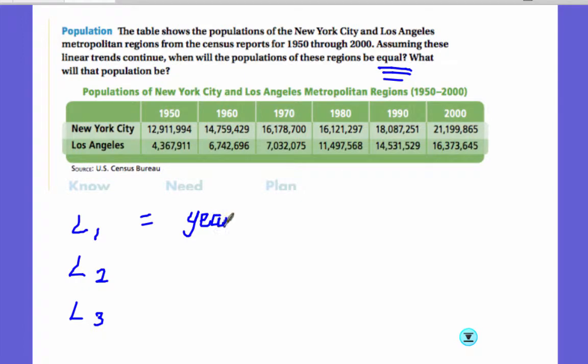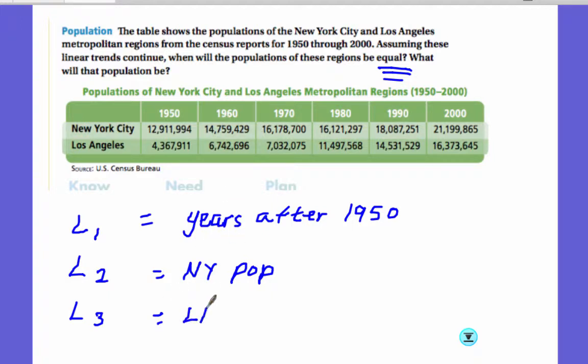We're going to make these numbers small: years after 1950, and then population. L2 is going to be the New York population, and we're really going to shorten these up by dividing by 100,000 or so, to make them smaller. You'll see that in a minute. L3 is the LA population. So we have these three variables that are going to go into our graphing calculator.